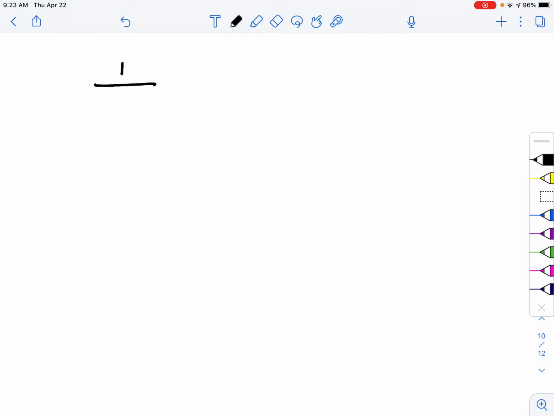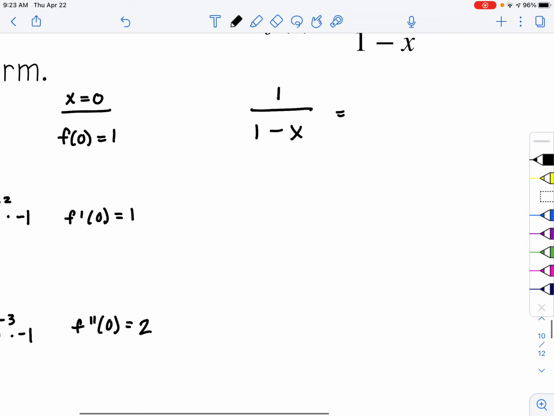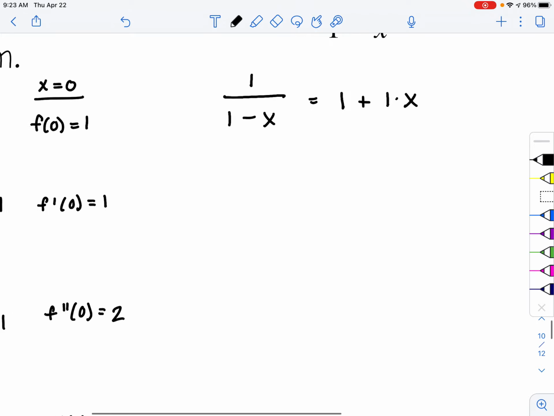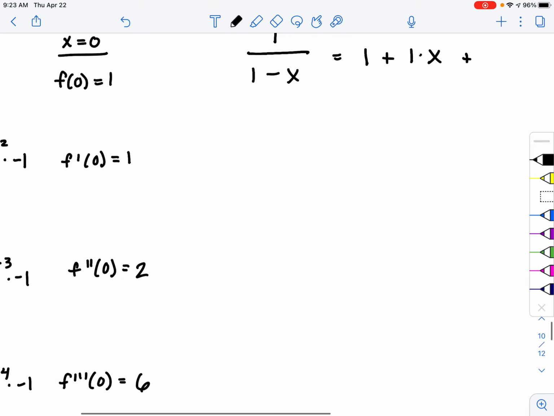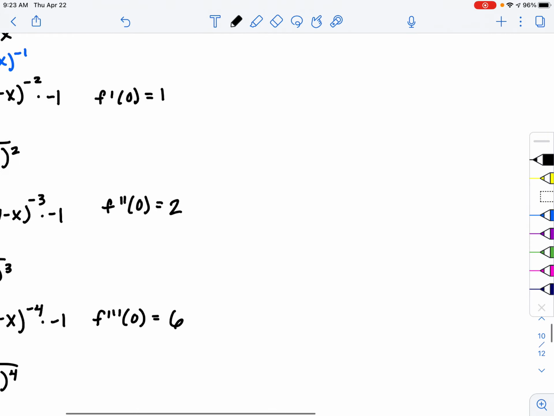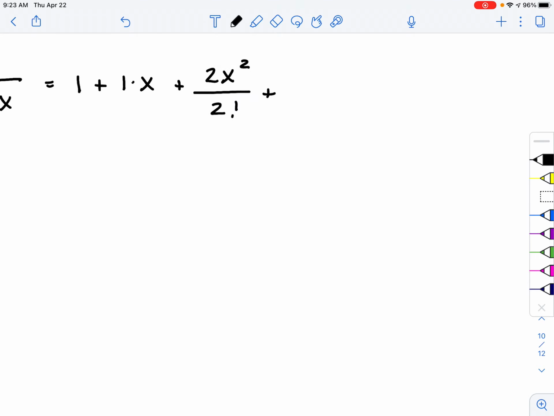So the function 1 over 1 minus x is going to equal our first term, f of 0, so 1, plus 1 times x. Since we're centered at 0, I don't have to do the x minus c thing. Plus, now at my second derivative, that's 2, so that's 2x squared over 2 factorial, plus our next term is going to be 6 times x cubed over 3 factorial, plus. Those are our first 4 terms.